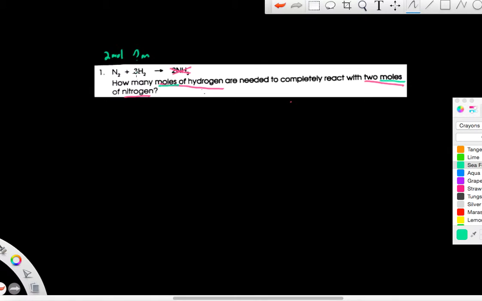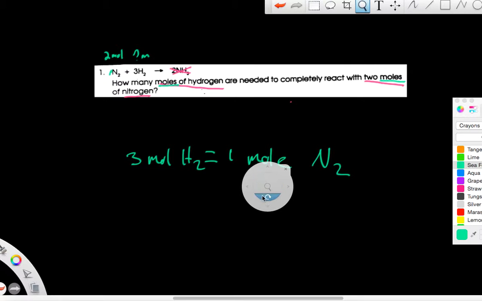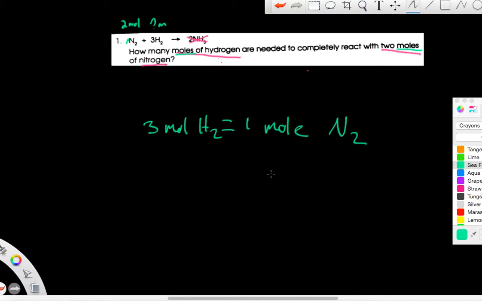So it looks like this hydrogen has a 3 out front. So 3 moles of H2 are equal to how many moles of nitrogen? Well, it doesn't have anything, so we assume 1. So they are equal to 1 mole of N2. And that's all I need for this problem. This is basic stoichiometry.